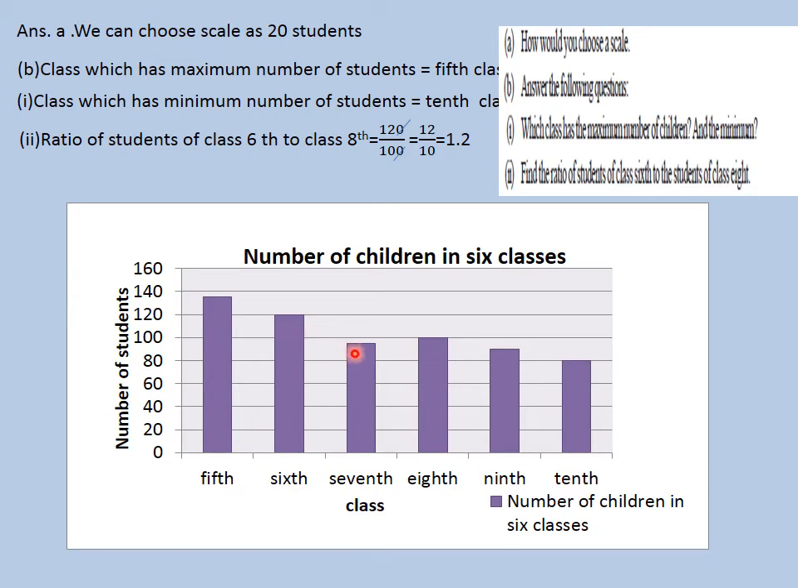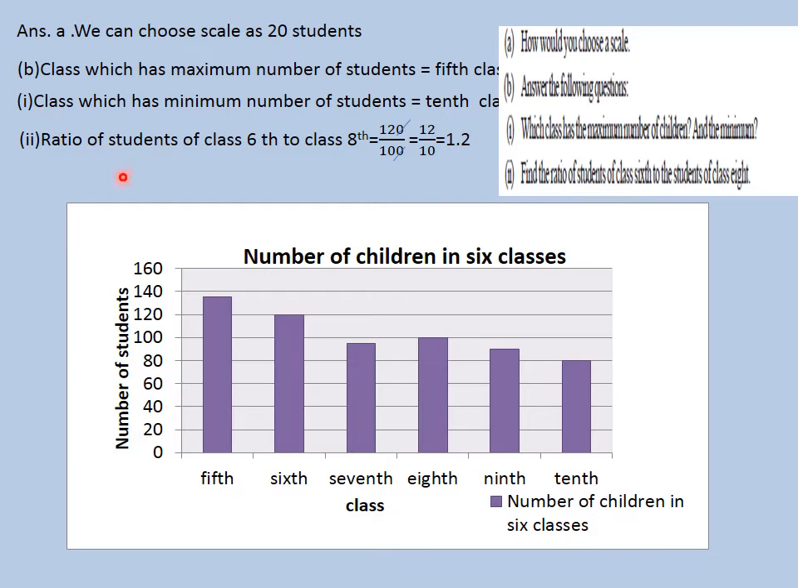And which class has the minimum number of children? Which is the least bar here? This is the least heighted bar. So 10th class has the least number of children, the minimum number of children. The class which has the minimum number of students is 10th class.